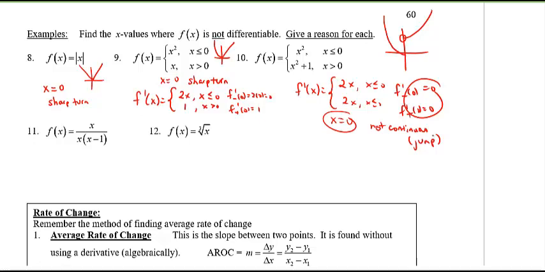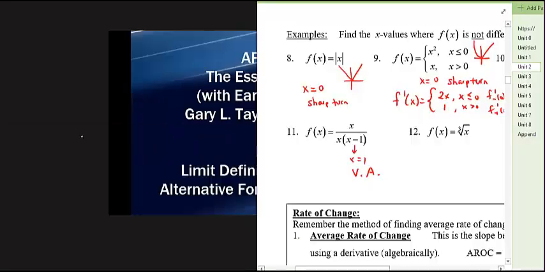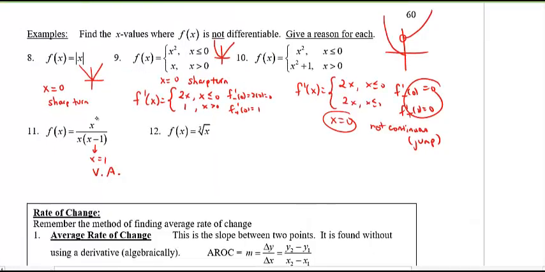For 11, you might think, where are my issues? Well, definitely x equals 1, that's a vertical asymptote. Problem there. Not continuous. And don't forget also here, the x and the x, that simplifies. That means that must have been a hole. Therefore, x equals 0 is also a place where it's not differentiable. And once again, not continuous.